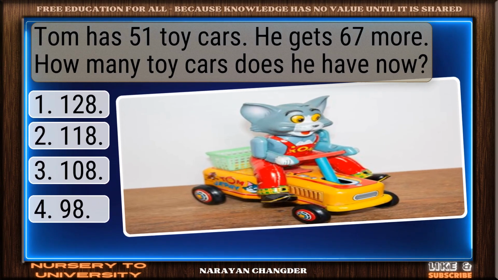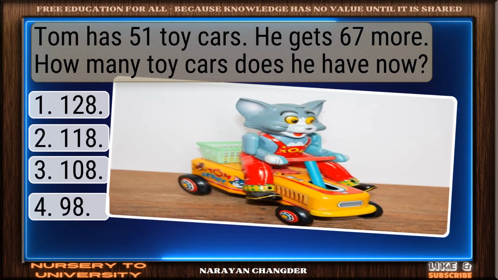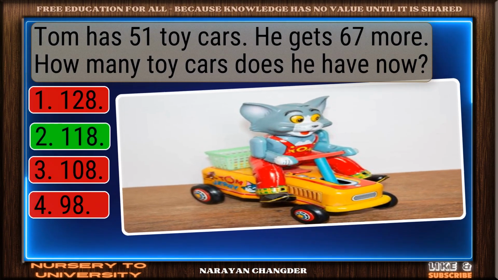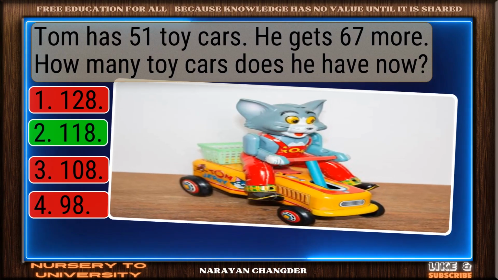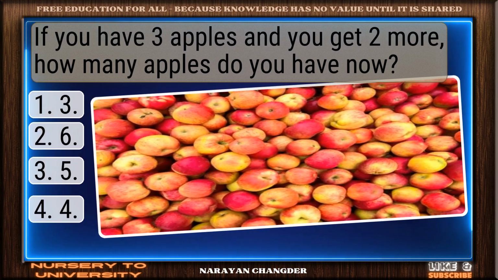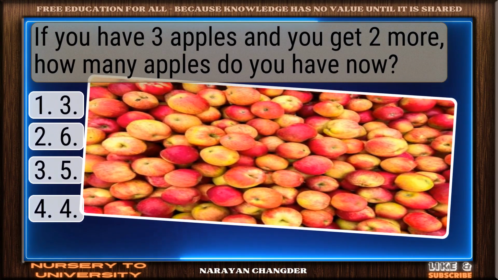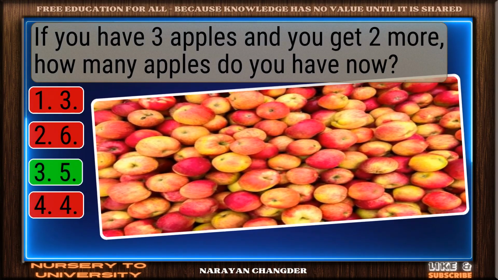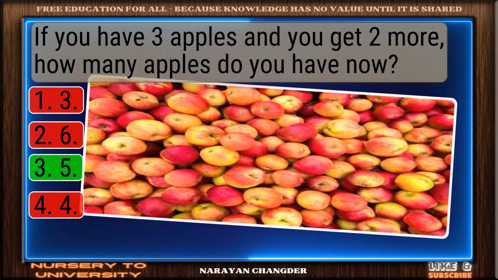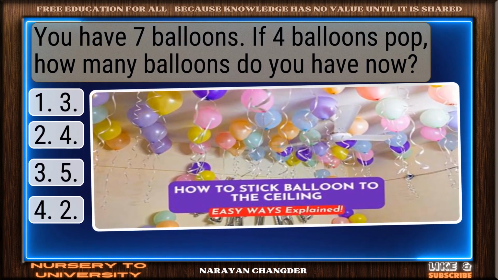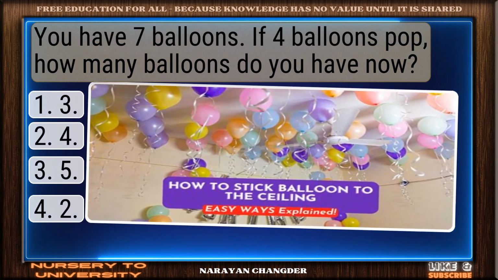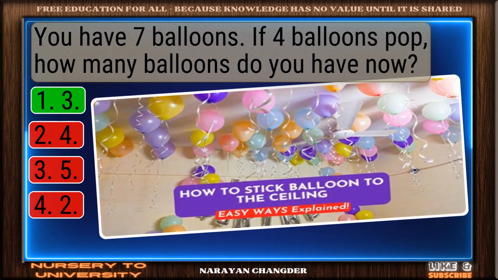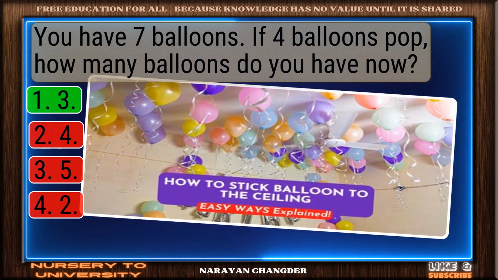Tom has 51 toy cars. He gets 67 more. How many toy cars does he have now? Smart move. 118 is an accurate answer. If you have 3 apples and you get 2 more, how many apples do you have now? Good thinking. 5 is the right answer. You have 7 balloons. If 4 balloons pop, how many balloons do you have now? Well done. 3 is the right choice.